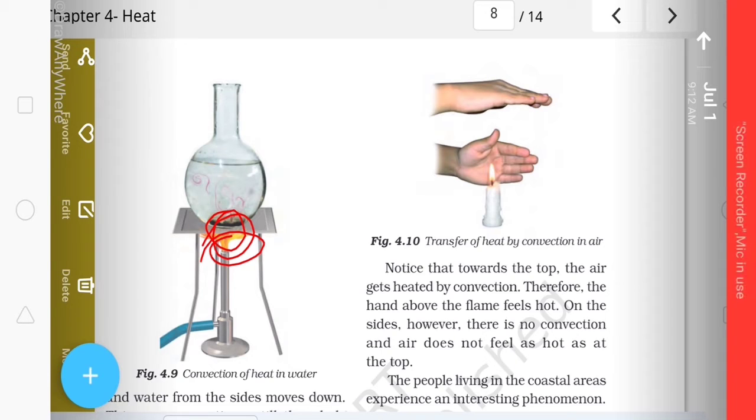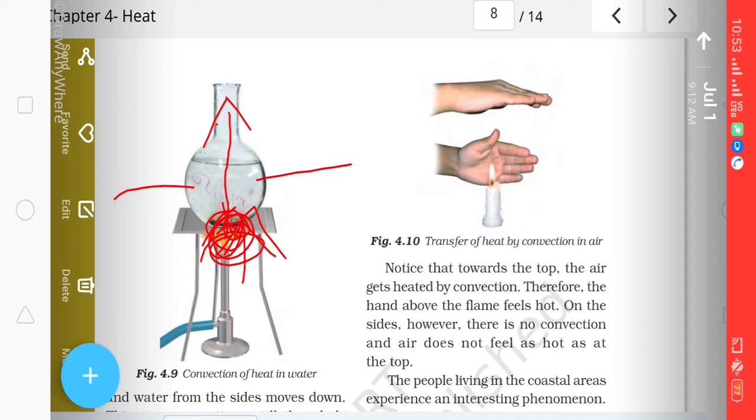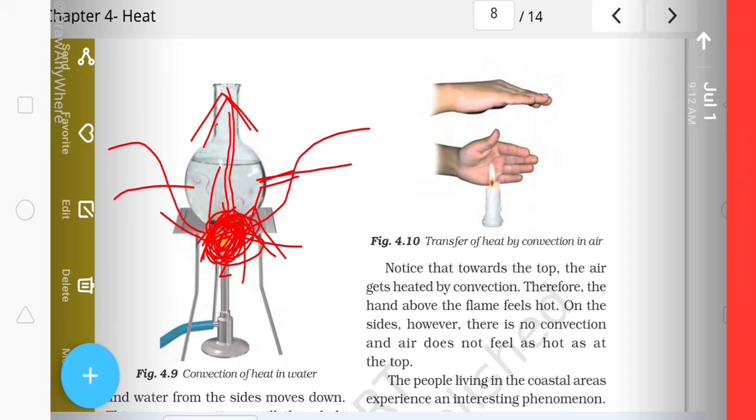From this diagram we can see that this flame is in contact with this portion of the flask. So the heat will get transferred from the flame to this portion first, and this portion will get heated first. It will become hot, and this hot water will rise up. The water on the side will be colder in comparison to the water which is here. So if the hot water is rising up, this colder water on the side will come down. Understood? Hot water will go up and the cold water will move down.